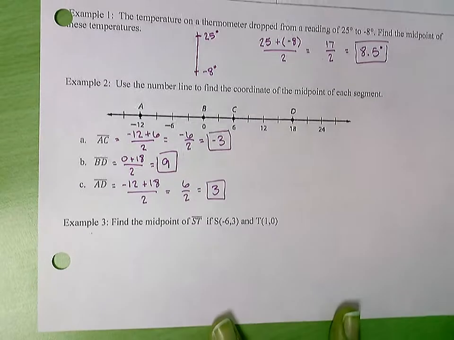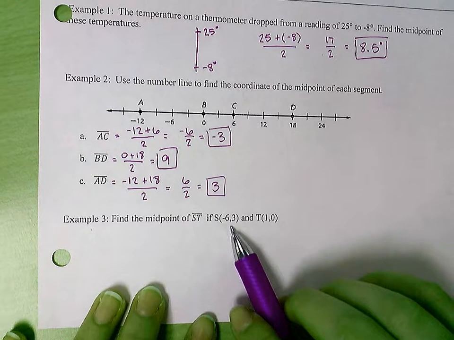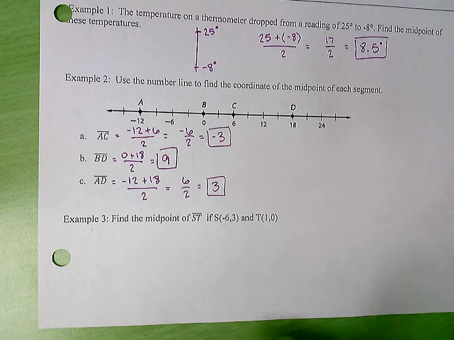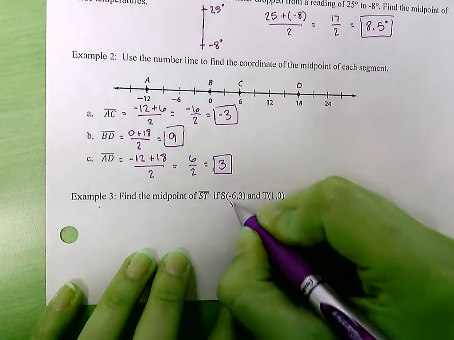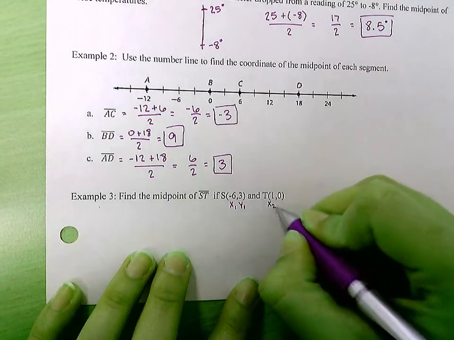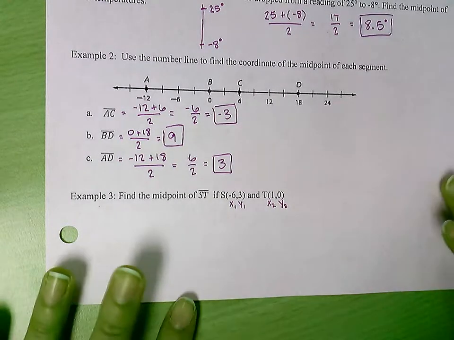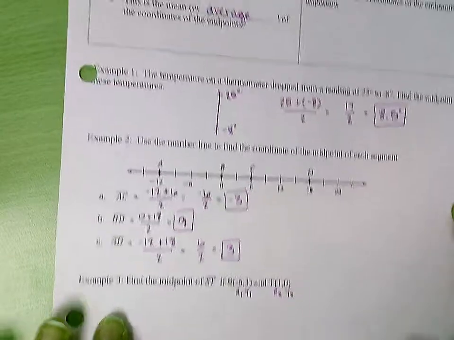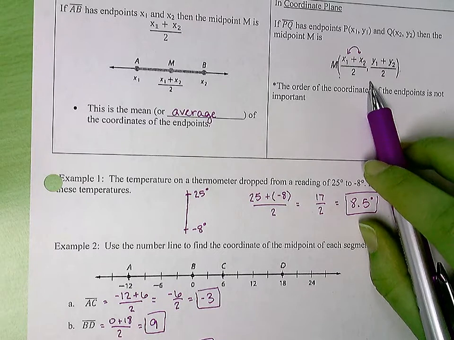So, example 3, we want to find the midpoint of segment ST if we're given the coordinates S at negative 6, 3 and T at 1, 0. Just like with the distance formula, I'm going to label these. Point S, I'll label as x sub 1 and y sub 1, and T is x sub 2, y sub 2. That way, when I look up at my formula, which is kind of far away up on your paper, I can just plug in my numbers again.